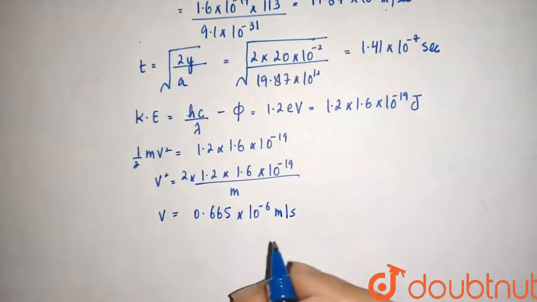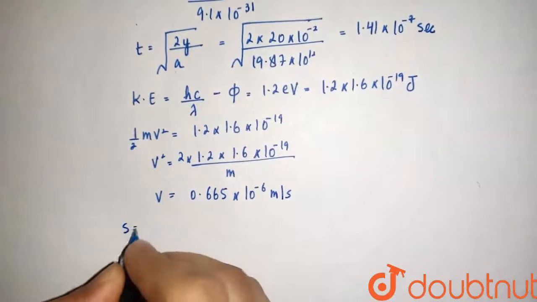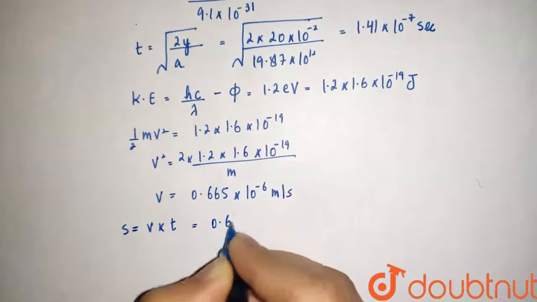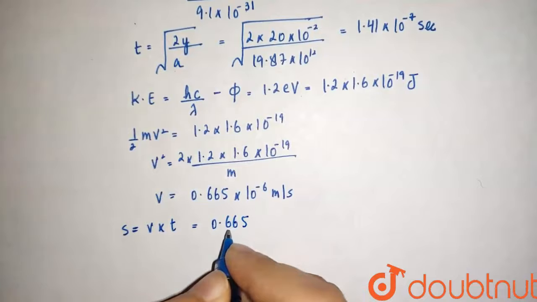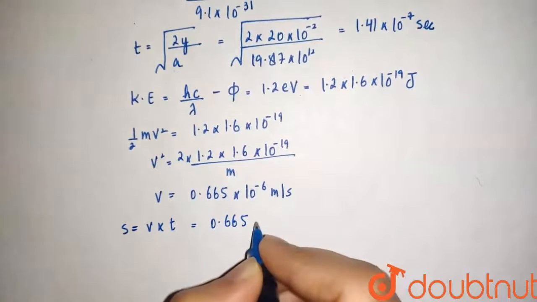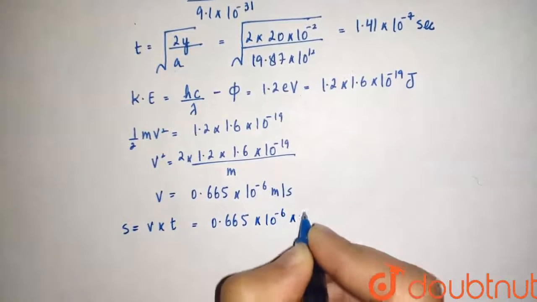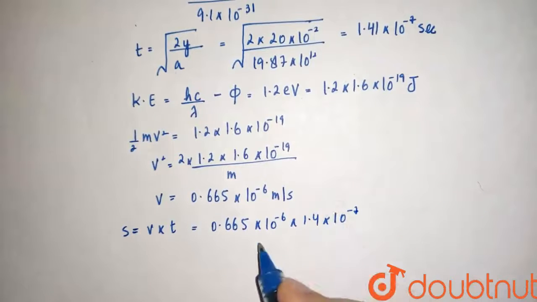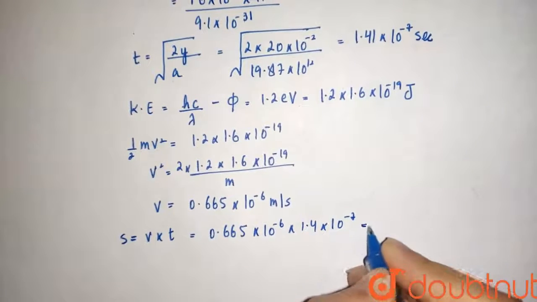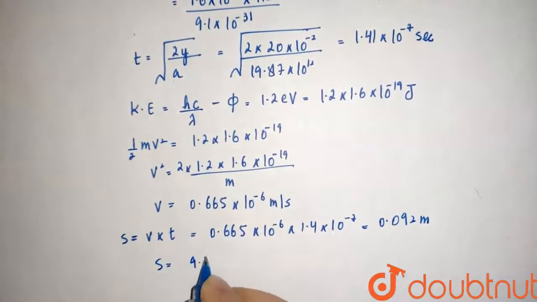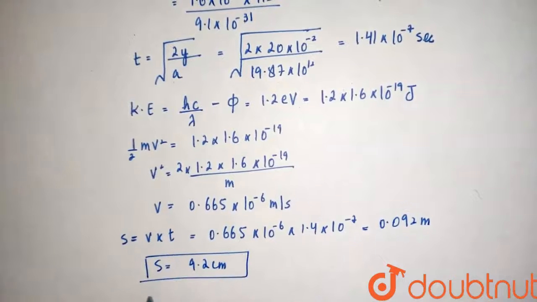Now we need to calculate the horizontal displacement. That is simply S is equal to V into T. And V is 0.665 into 10 to the power 6, because we need to calculate the displacement of the electron parallel to its initial velocity. That would be horizontal displacement. That is equal to 0.665 into 10 to the power 6 times 1.4 into 10 to the power minus 7, time and velocity. That is equal to 0.092 meters, or we can say S is equal to 9.2 centimeters. So this is the displacement that it would cover before it strikes the large metal plate.